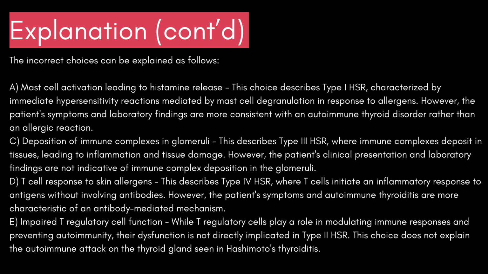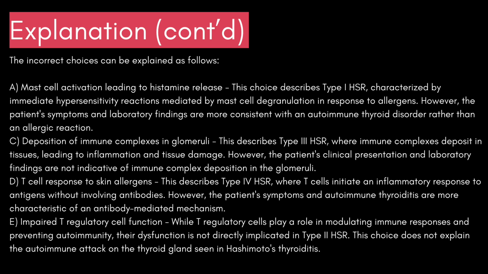C, deposition of immune complexes in glomeruli. This describes type 3 HSR, where immune complexes deposit in tissues, leading to inflammation and tissue damage. However, the patient's clinical presentation and laboratory findings are not indicative of immune complex deposition in the glomeruli. D, T cell response to skin allergens. This describes type IV HSR, where T cells initiate an inflammatory response to antigens without involving antibodies. However, the patient's symptoms and autoimmune thyroiditis are more characteristic of an antibody-mediated mechanism.